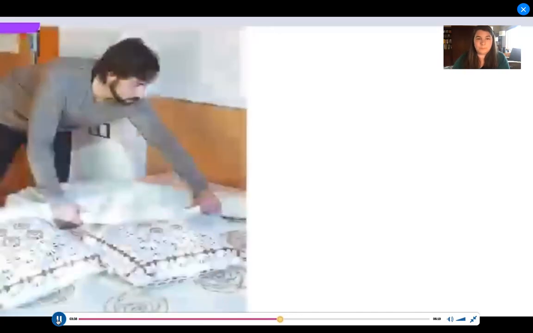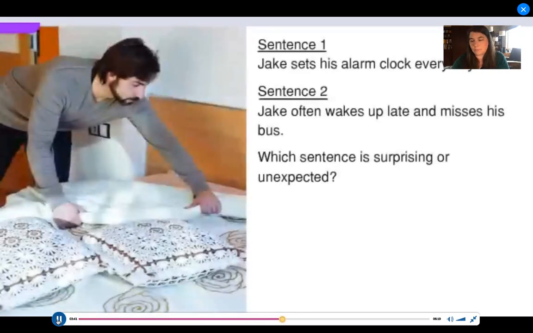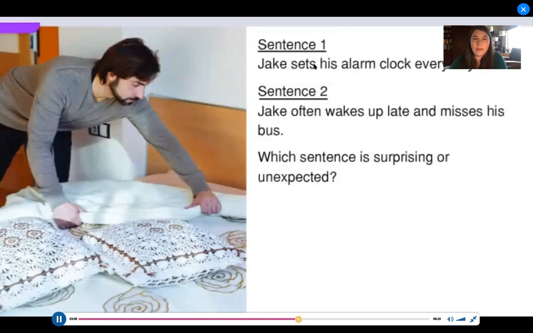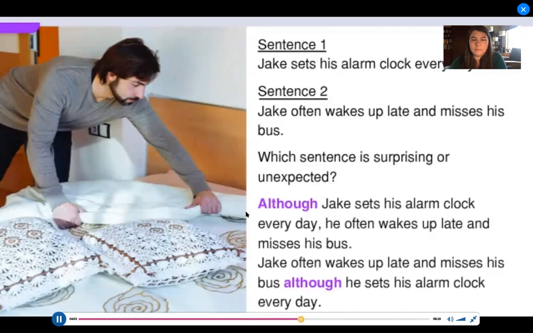Okay, look at the two sentences. Which one is surprising or unexpected? Which one's surprising? Now use although to combine the two sentences. Although Jake sets his alarm clock, he wakes up late. Although Jake sets his alarm clock every day, he often wakes up late and misses his bus. Or, Jake often wakes up late and misses his bus, although he sets his alarm clock every day.